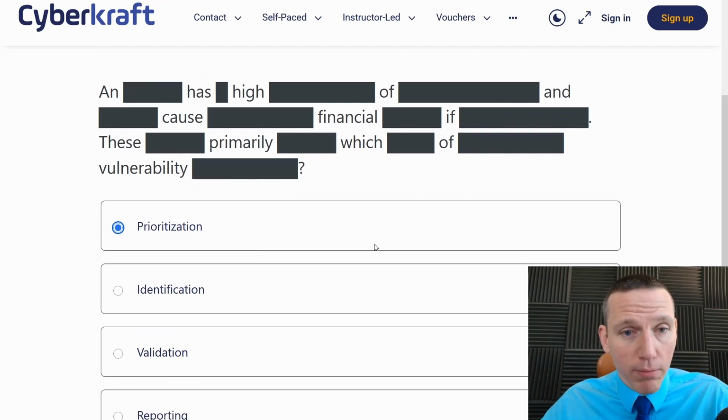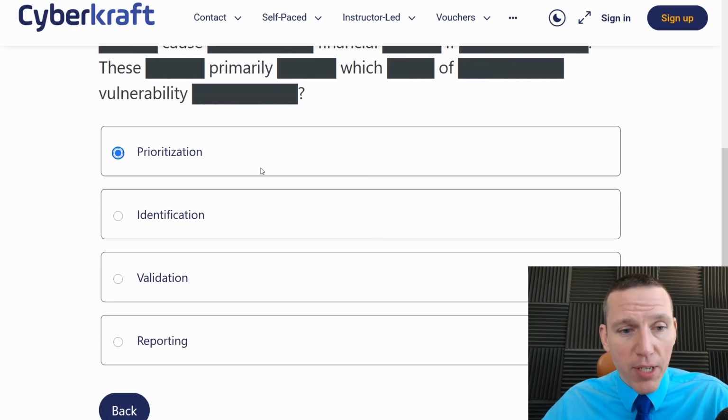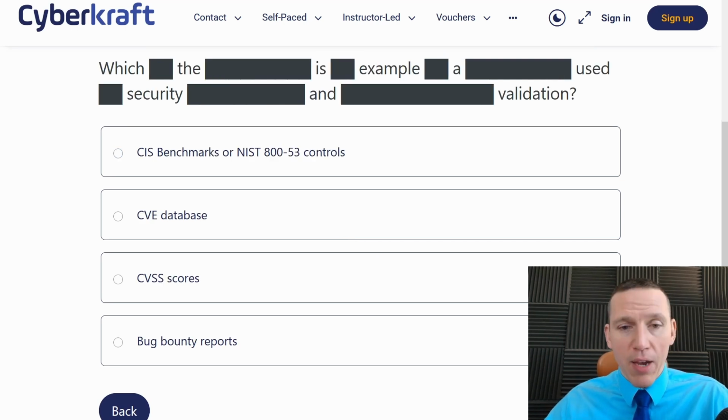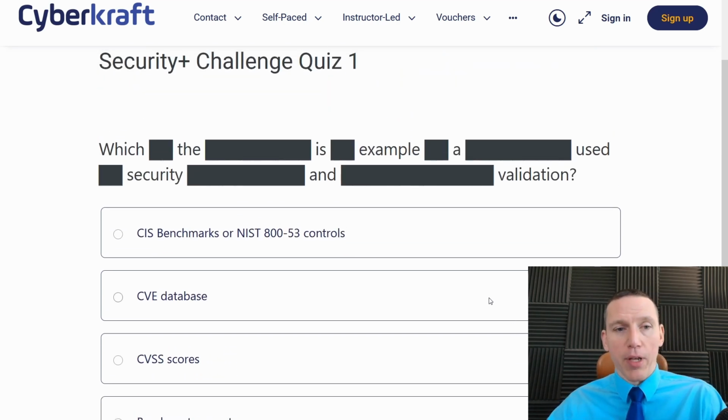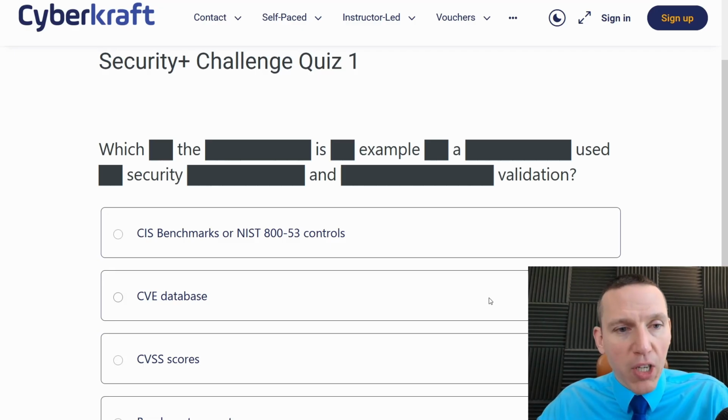But I'm not sure. I'm going to go ahead with prioritization, just because I can't really tell much of an example there or figure out the context of that question.